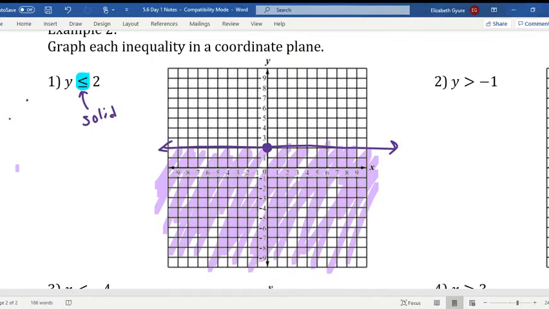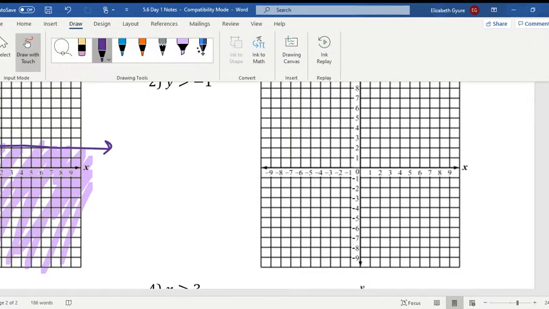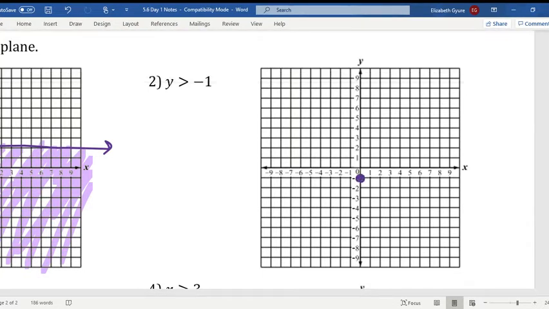Okay. Do we have this one done? Can I move on to number 2? Okay. So number 2, we got y is greater than -1. So again, y is greater than -1, so we're going to put a dot on the y-axis at -1. Now, this is just like before. Should I draw a vertical line or a horizontal line?